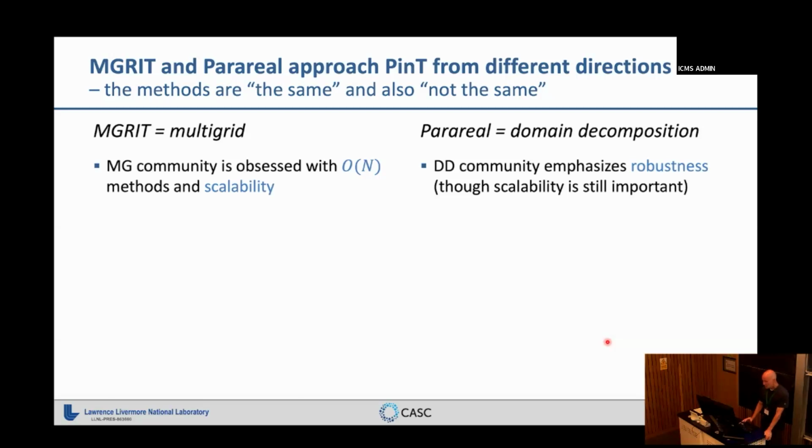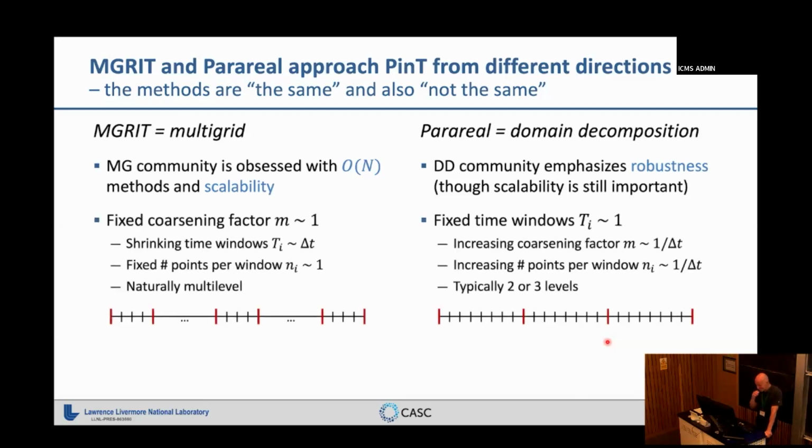There's also a history in the DD community, the old Schwarz algorithm, which starts with two domains, I guess. And this is what leads to some of the differences in the two communities. So in the case of multigrid, we think of having a fixed coarsening factor. M is our coarsening factor for MGRIT.